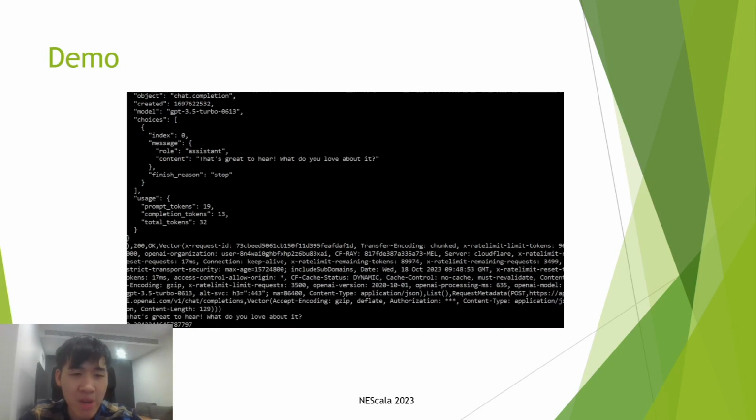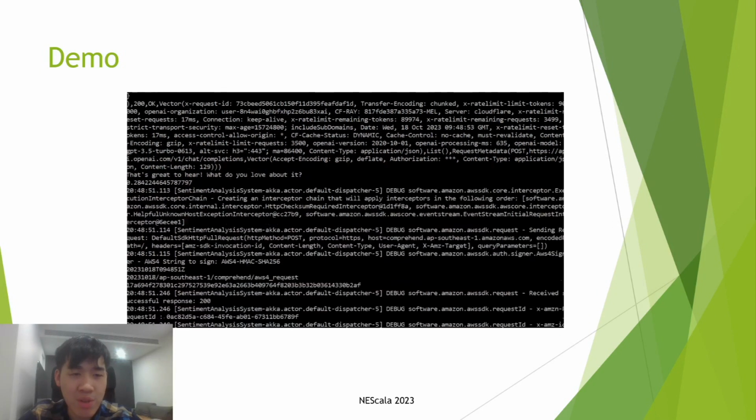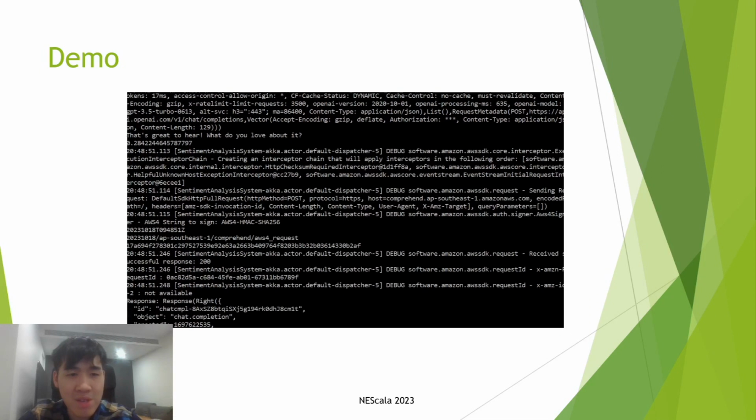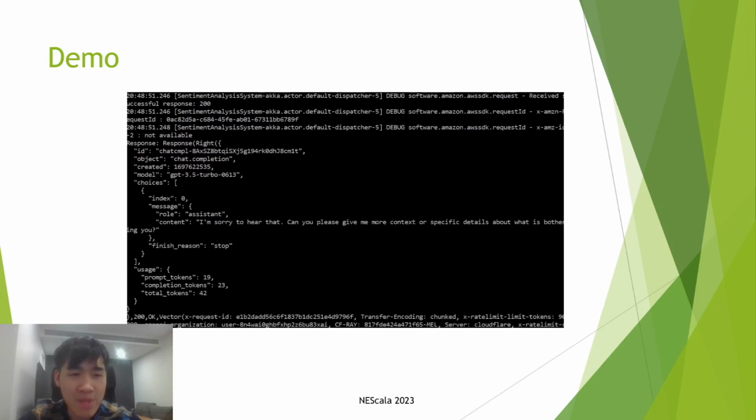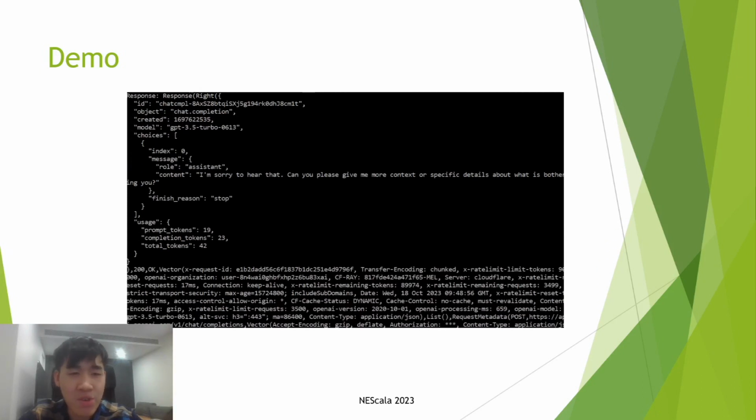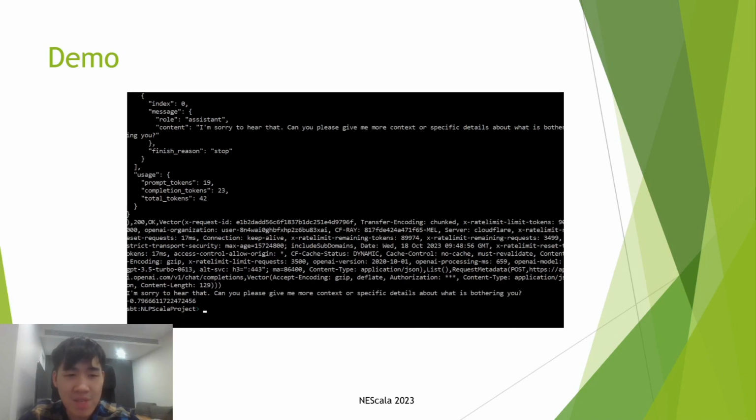So this way we can actually see the tokens that are put in and all that too. Similarly, for another response that may be negative, it is also able to respond appropriately, like, "I am sorry to hear that. Can you please give me more context or specific details about what is bothering you?" So it's able to respond with that, and it generates the sentiment and responds appropriately based on that.